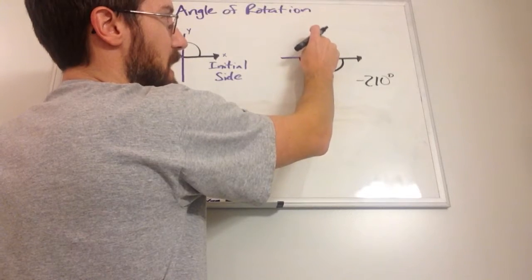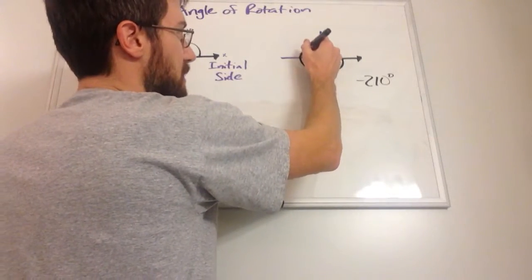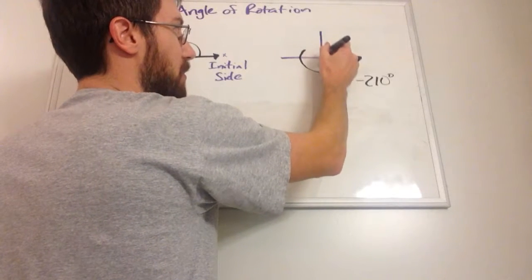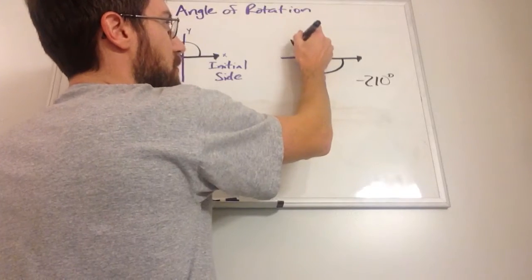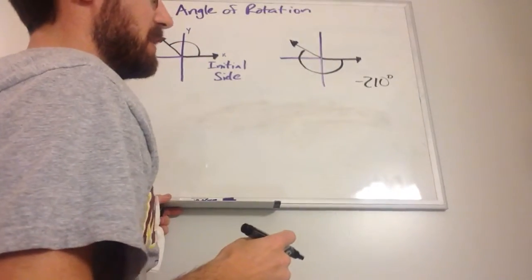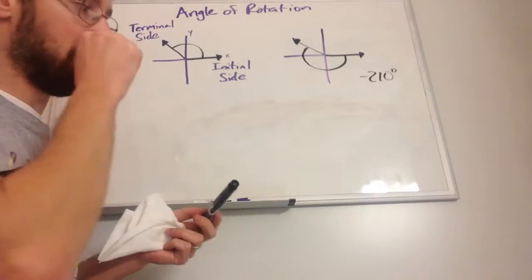I'm only going to 210, so that's another 30 degrees past 180. So that's going to be somewhere about here, about a third of the way there. And this is my negative 210-degree angle of rotation. So an example of positive, an example of a negative.